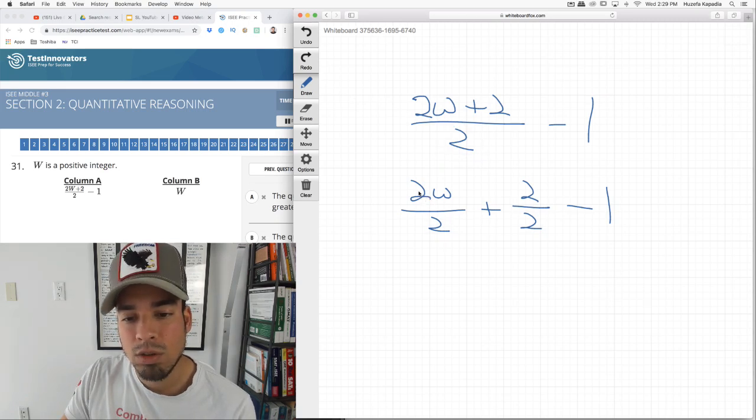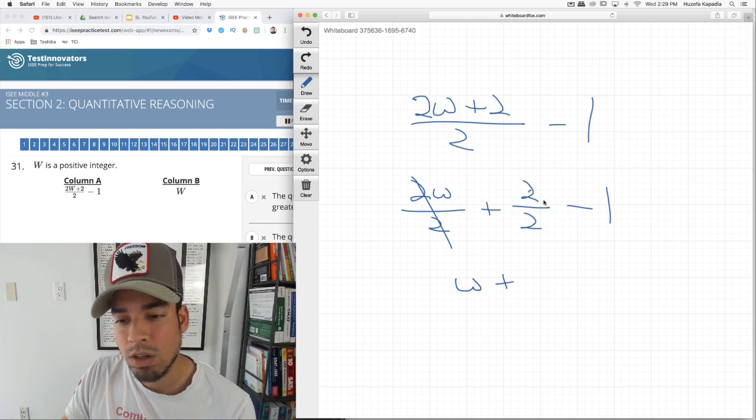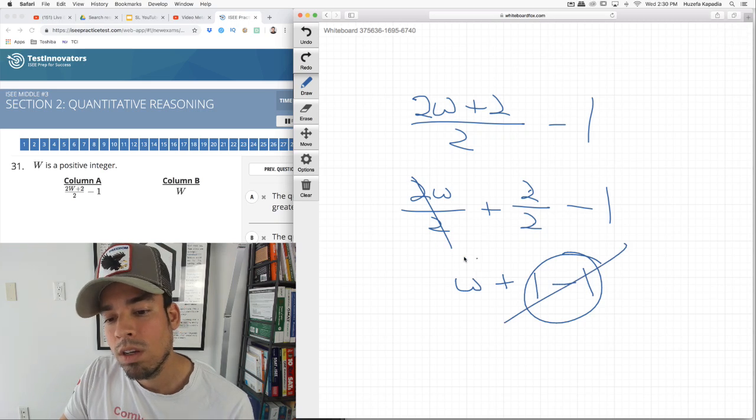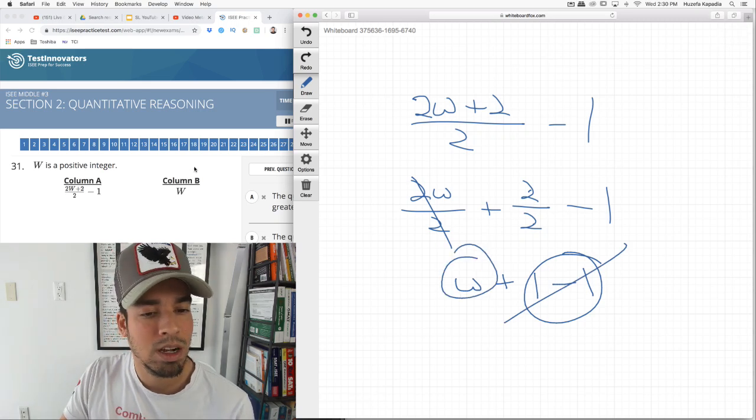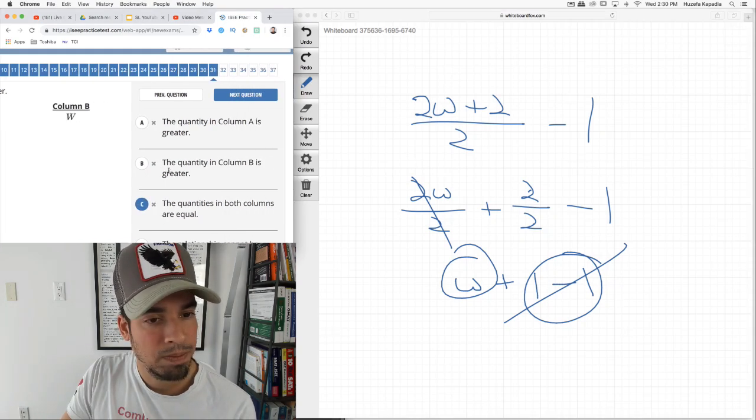Then look what I can do. I got a 2 on top and the bottom, so they cancel out. So this is just W. I've got 2 over 2, which we know any number over itself is just 1, and then minus 1. 1 minus 1 is 0. So column A is just W, just like column B. Therefore, they are indeed equal.